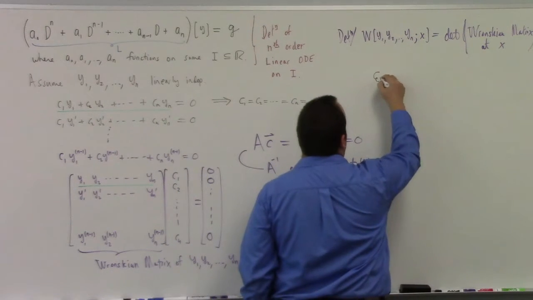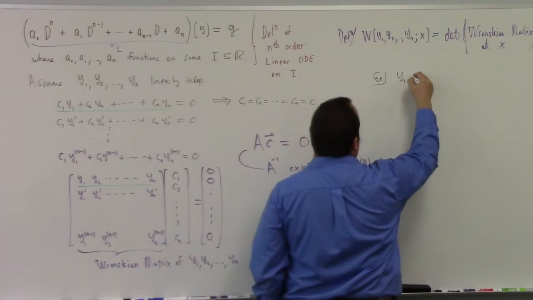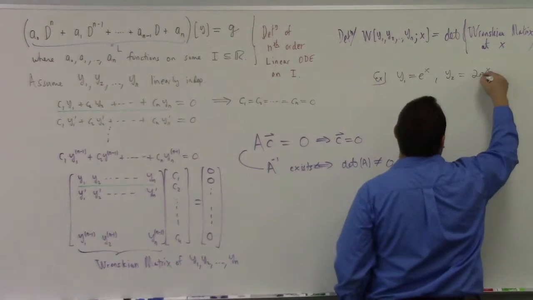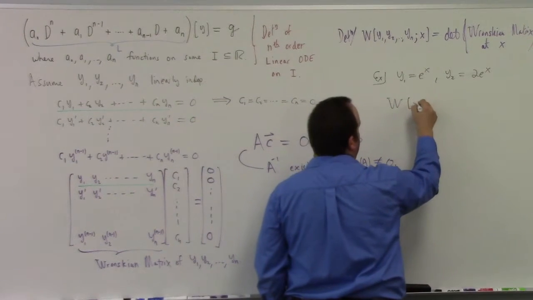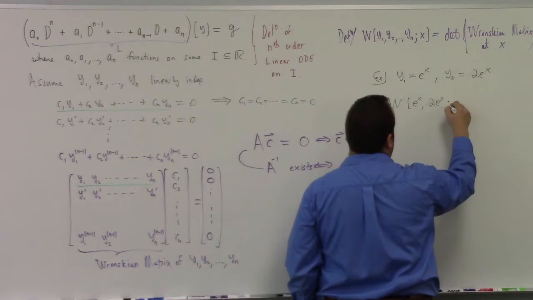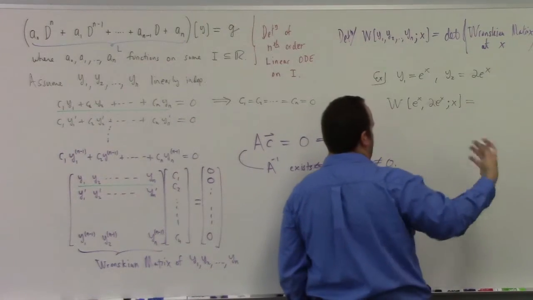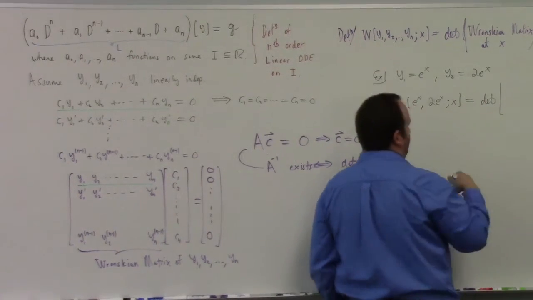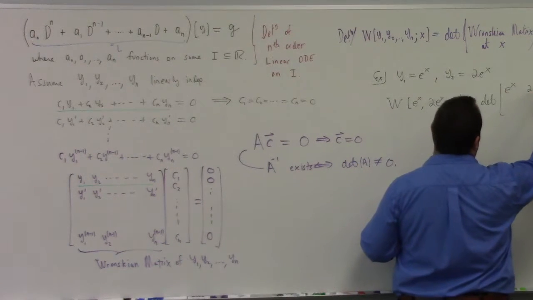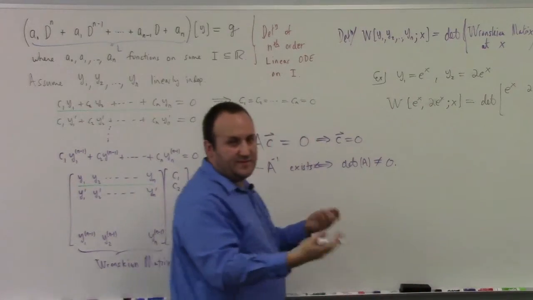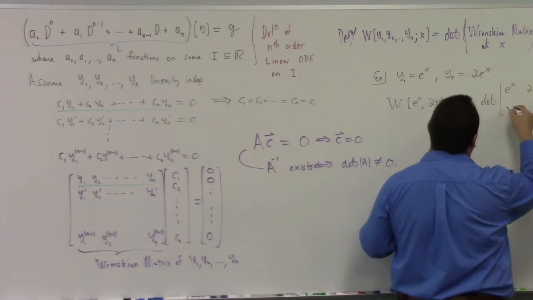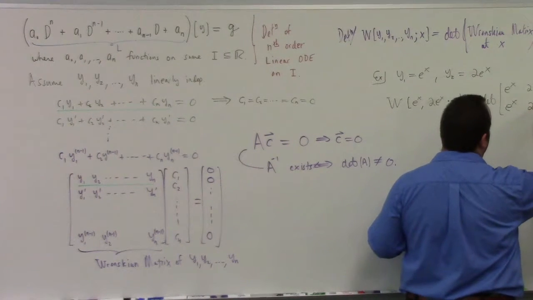So for example, if we go back to my first example, y1 equals e to the x and y2 equals 2e to the x, the Wronskian of these guys is going to be the determinant. So we put the functions in the top row, and then we take the derivative to get the second row. What's the derivative? Well, these are really kind of stupid. I'm sorry, I have to come up with a better example for us.